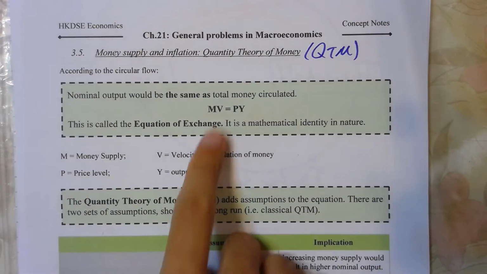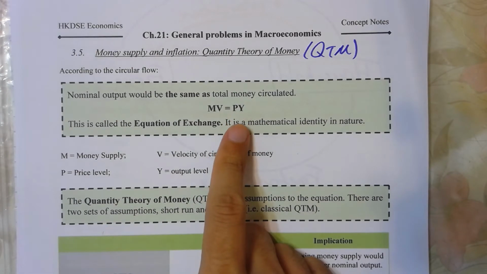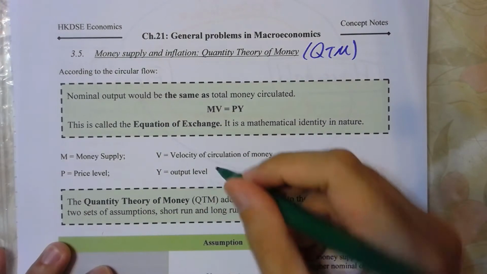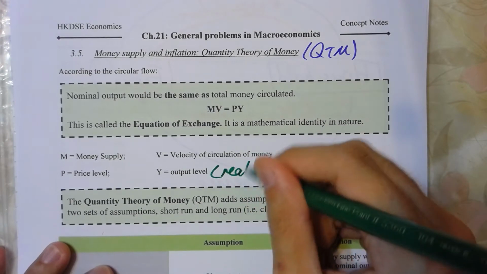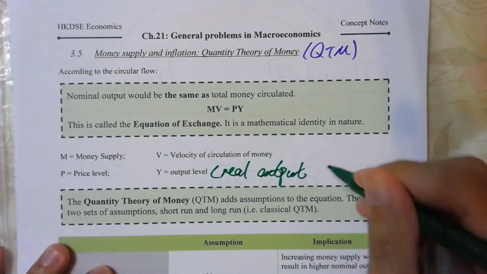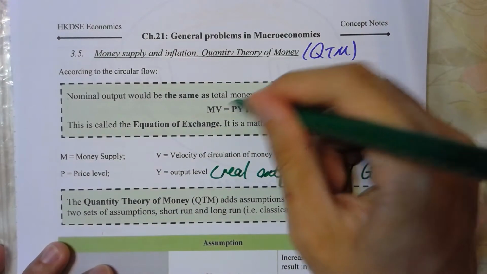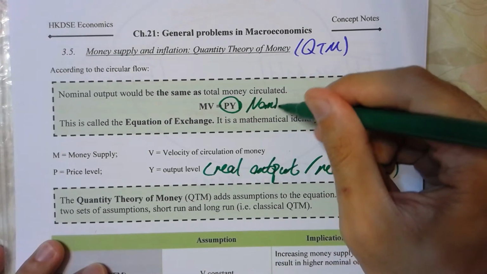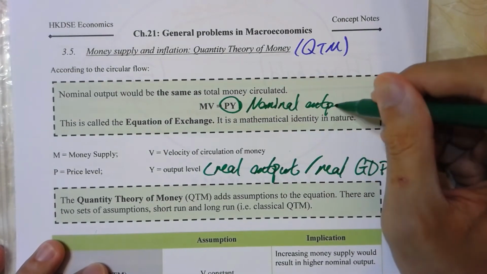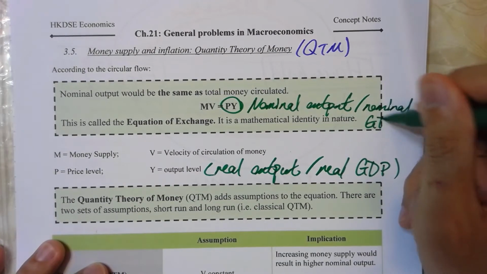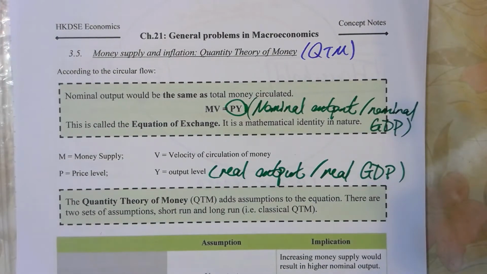So here, MV equals to PY. Now, what is PY? P is price level. Y is output level. You can think of it like this. Output level, we call it the real output or the real GDP. So PY together would be what we call nominal output or nominal GDP.